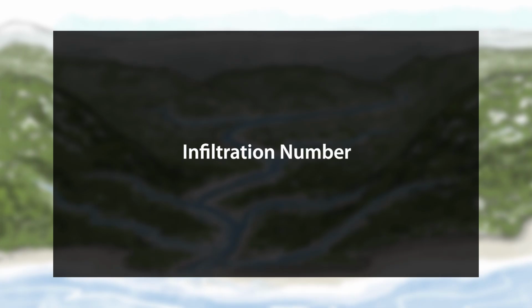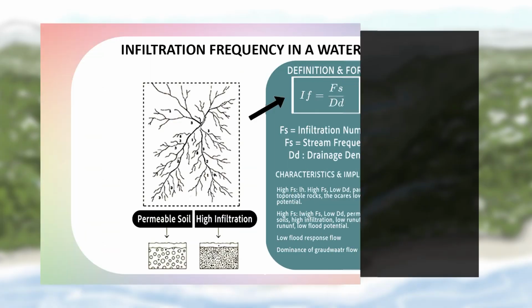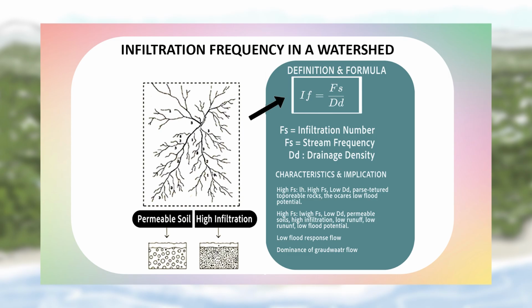The ninth parameter is infiltration number. Infiltration number, introduced by Faniran in 1968, is a morphometric parameter used to express the combined influence of drainage density and stream frequency on the infiltration characteristics of a watershed. Infiltration number is a measure of the infiltration capacity of a watershed based on the product of drainage density and stream frequency. It indicates the opposing relationship between the infiltration rate and the density plus the frequency of the channels.